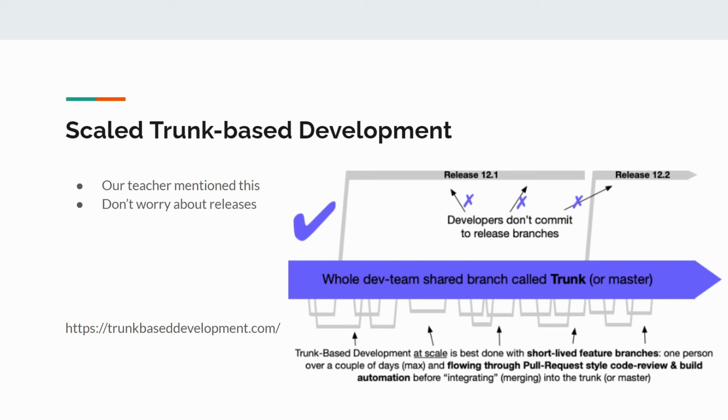That's why we should probably use the scaled trunk-based development, which means you will not be working directly on master, but you'll be creating short-lived feature branches. Each of your tasks or subtasks will be a branch of itself that you will eventually merge in. And you don't have to worry about the releases up here because we don't care about releases.